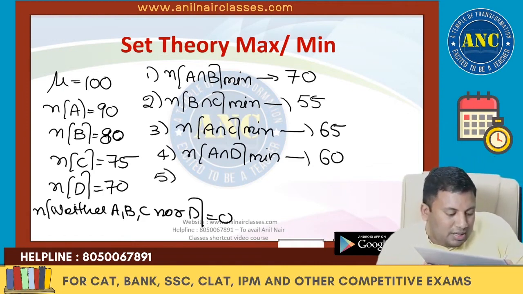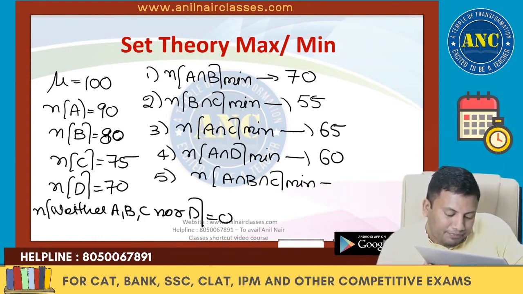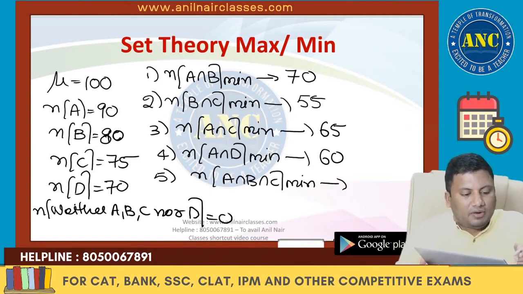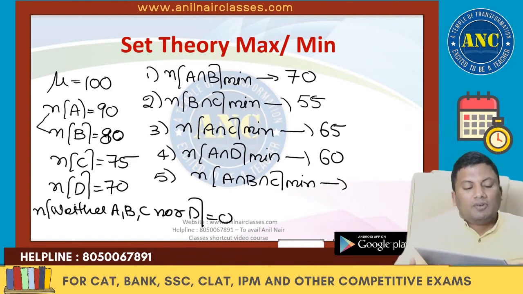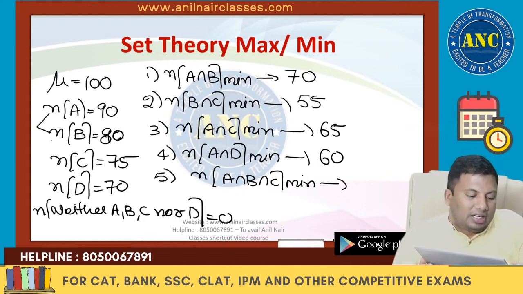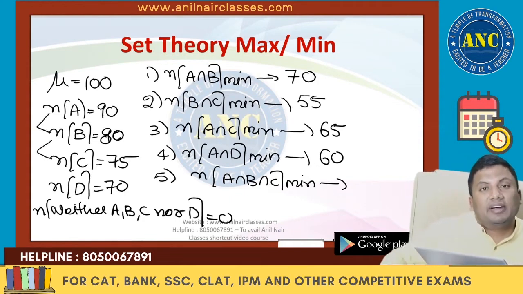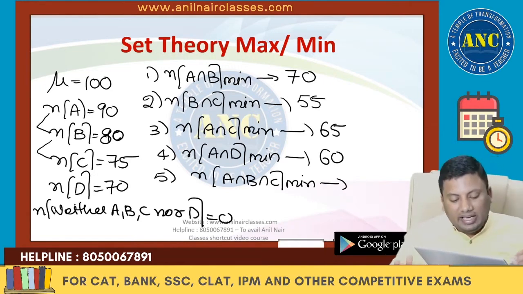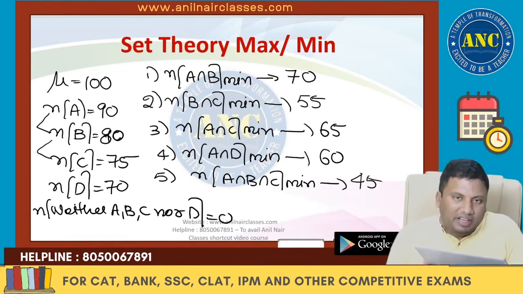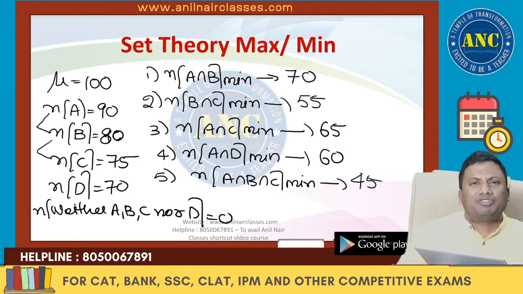All the questions can be solved orally. N of A intersection B intersection C minimum. A, B, C we require. A and B, 170, 70 we got. Do it with the third one. 70 with 75, 145. Outside it is 100. Answer is 45. Where am I using mathematics?